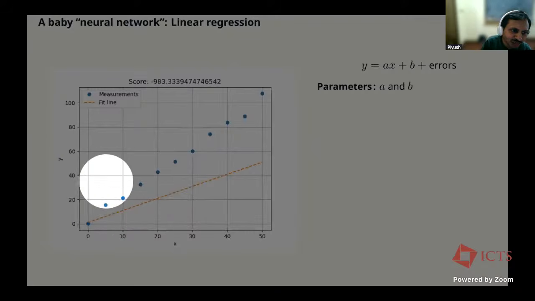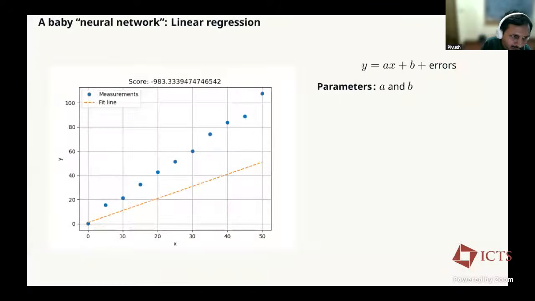Maybe the line looked like this. This also would be a bad line, because again there are differences. Now the differences have an opposite sign. So here this line is underestimating y, and this line is overestimating y, but both are wrong, right?